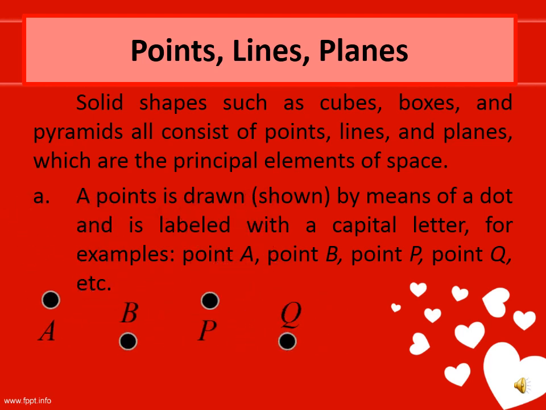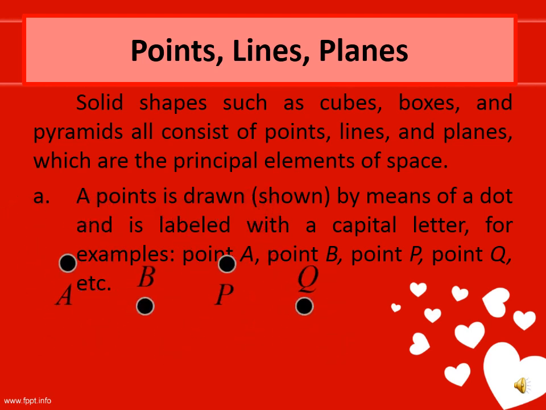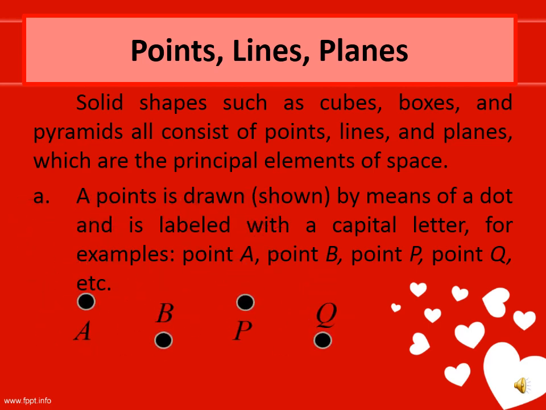A. A point is shown by means of a dot and is labeled with a capital letter. For example, point A, point B, point P, point Q, etc.